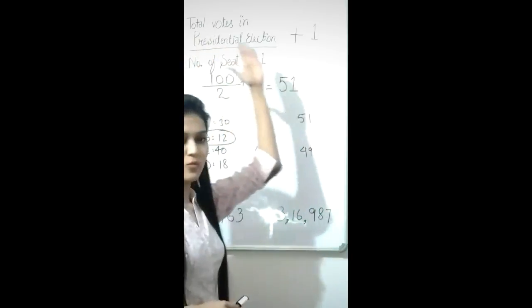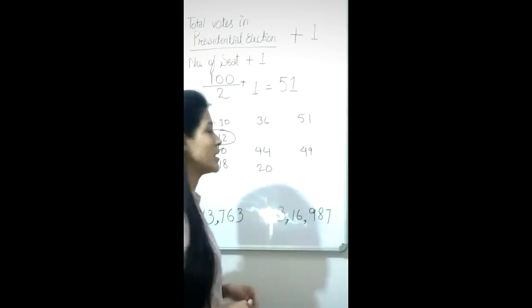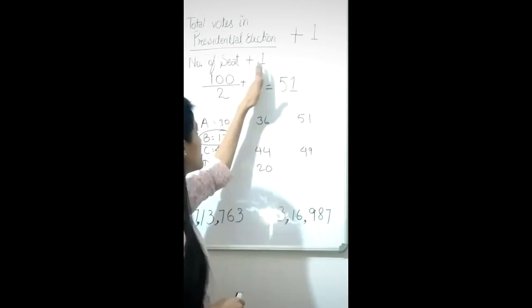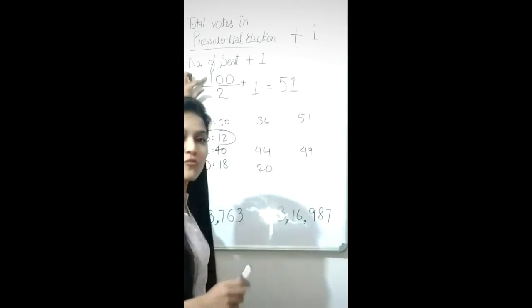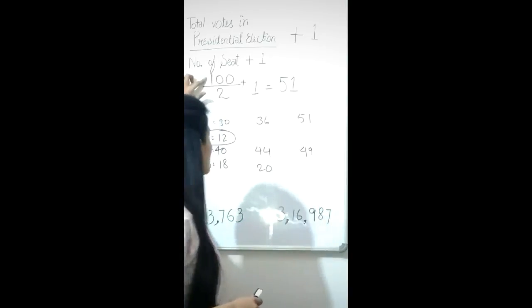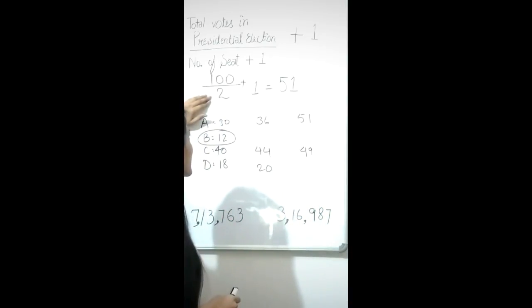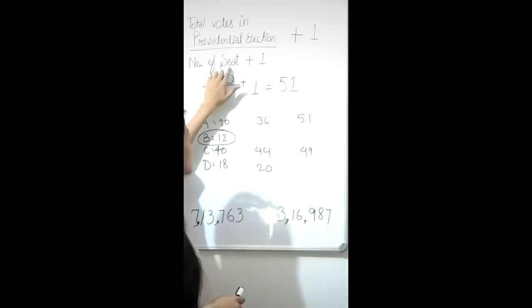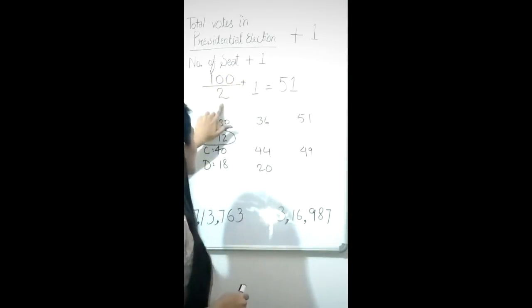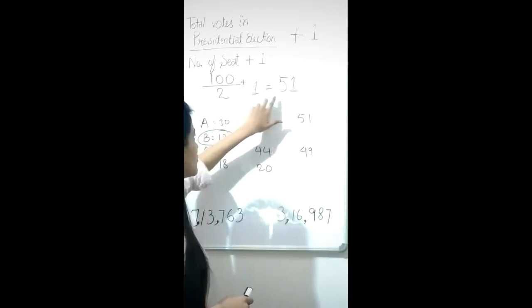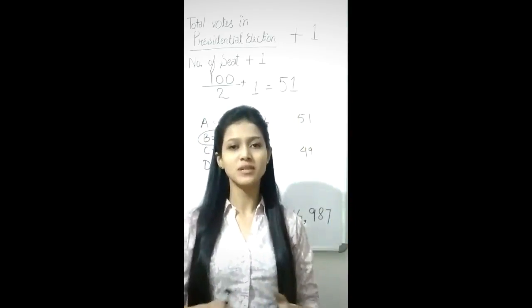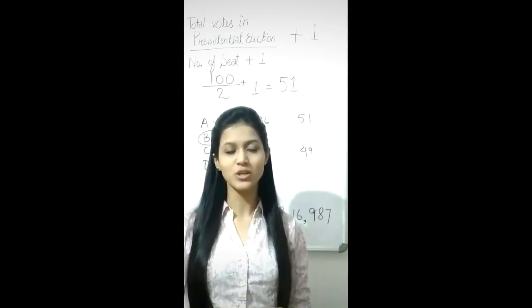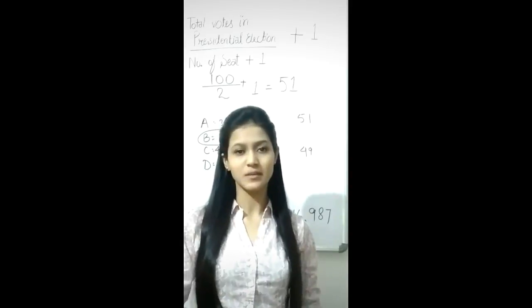Total valid votes polled in the presidential election divided by the number of seats plus 1, plus 1. So if the total number of votes polled in the presidential election is 100, we divide it by 2, because the number of seats is 1 plus 1. We get 50 plus 1. We will get 51. So a candidate must secure 51% of votes to be declared elected.